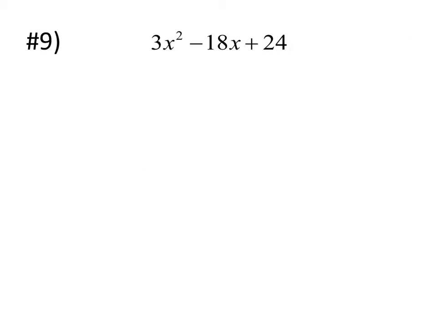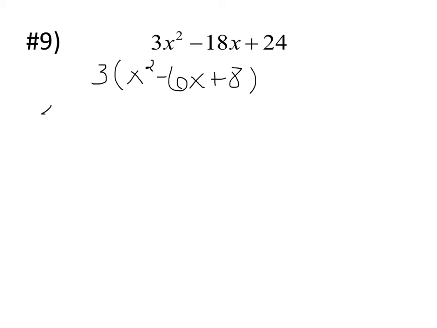Okay. All right. Now this one's a little bit different because you notice we actually have a coefficient in front of x squared that isn't a 1. But we've got 3x squared, negative 18x, and 24. So in this one we actually can factor out a GCF. It's 3. So we're going to factor out a 3, and we're left with x squared minus 6x plus 8. Okay? Now we're just going to factor what's left inside.